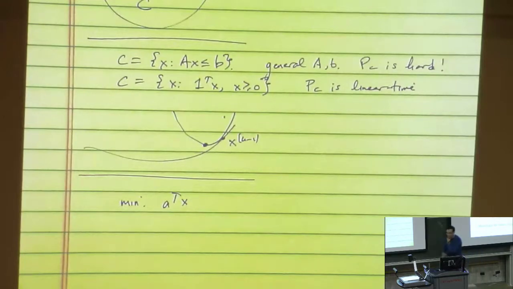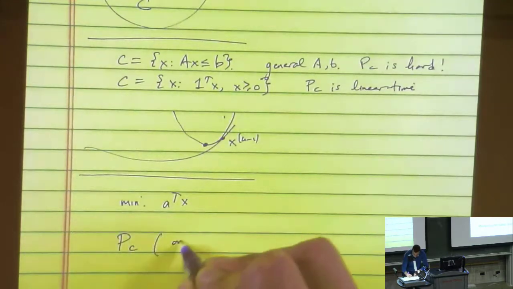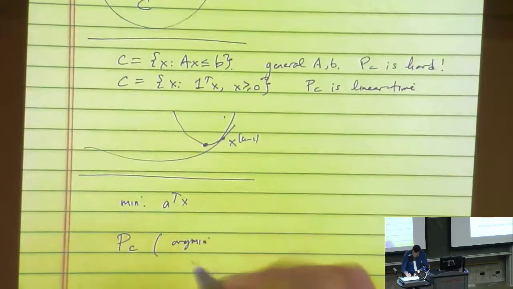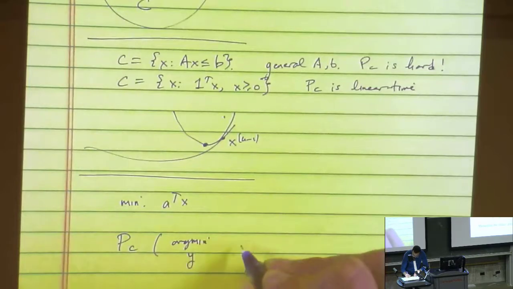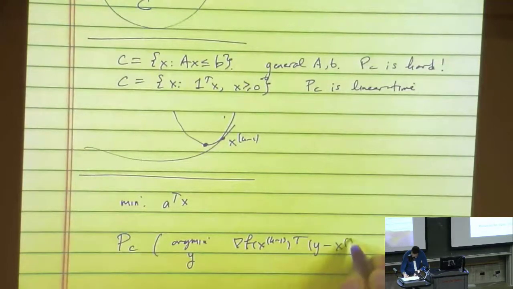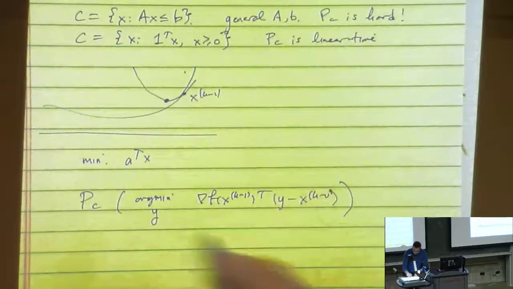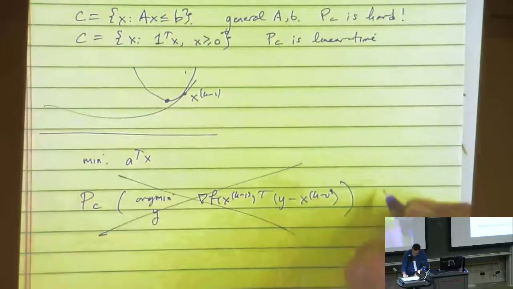So instead of projecting the argmin over all y of grad f of x^(k-1) transpose times y minus x^(k-1), instead of this, which doesn't make sense, because the minimizer is going to occur off at infinity, so this doesn't make sense.